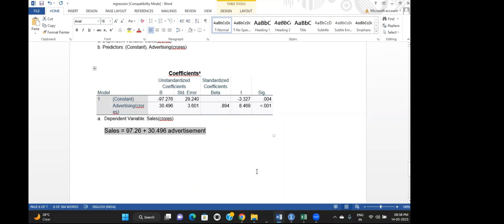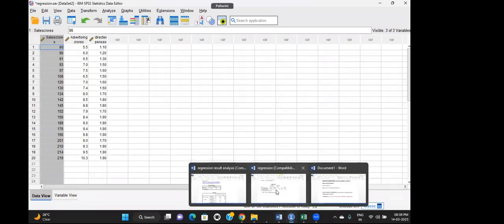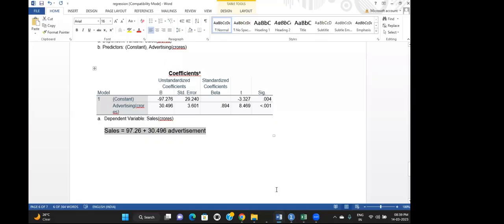Hypothesis testing is the same as for correlation and regression. The p value should be less than 0.05, yes. The p value is to be less than 0.01 and 0.05. Okay.